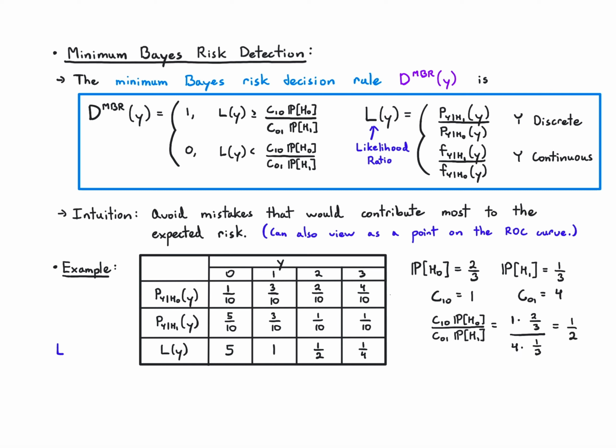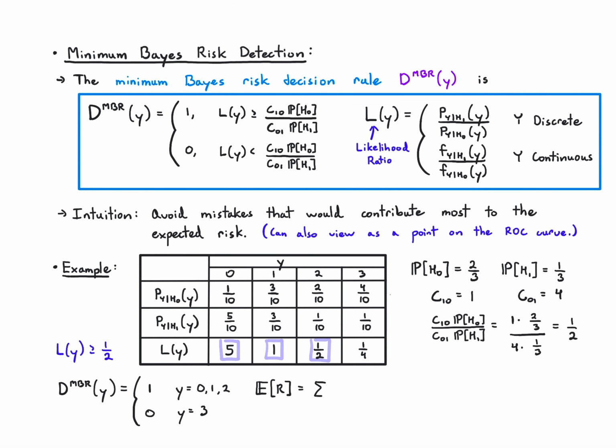Okay, so it's tilting things towards avoiding misdetections because the cost of misdetections is 4 times higher, even though they're half as likely to occur because the probability of that hypothesis is lower. So basically I'm looking for the values where the likelihood ratio is greater than or equal to 1/2. I get these values. The region where I decide 1 is 0, 1, and 2, and 0 is just where y equals 3.